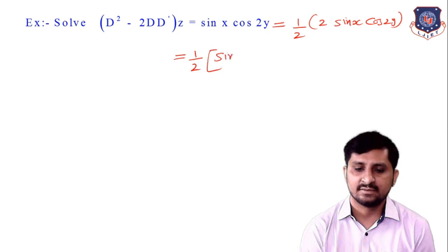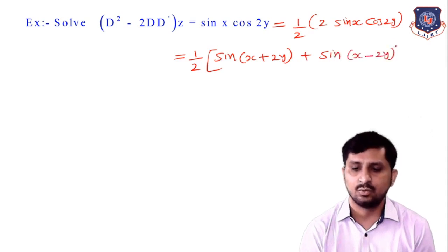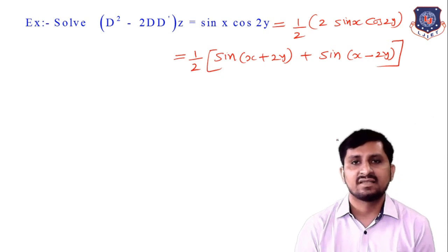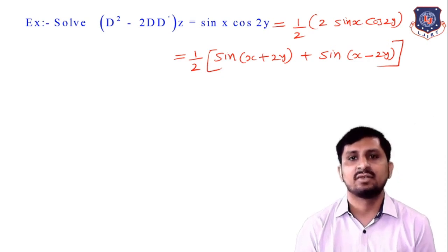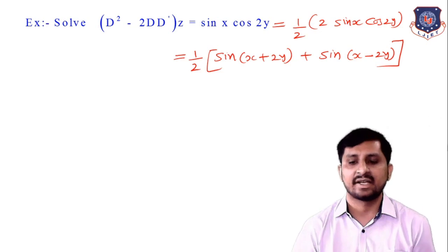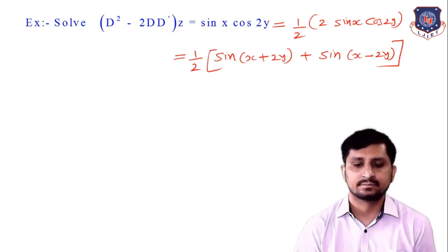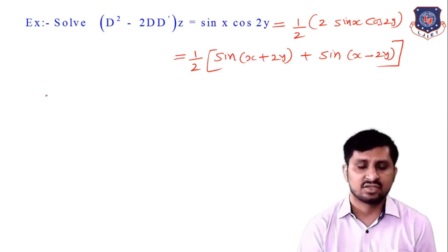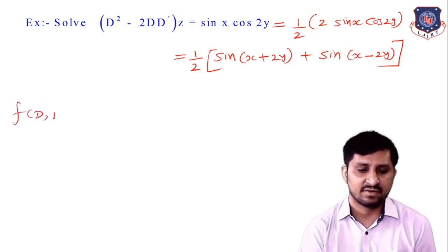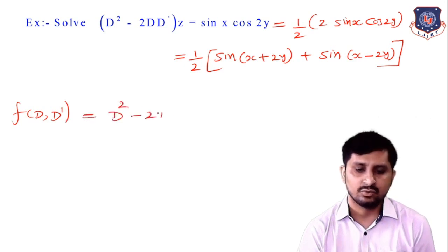So that is sin(x plus 2y) plus sin(x minus 2y). We apply this formula, that 2 sin alpha cos beta is equal to sin(alpha plus beta) plus sin(alpha minus beta). Now, first of all, we find the complementary function. So what is my f of D dash? F of D dash is D square minus 2D dash, which is equal to 0.